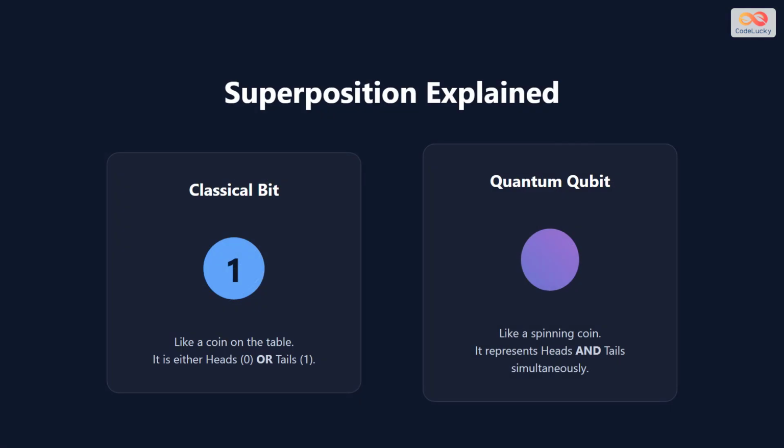The first magic trick of a qubit is called superposition. Imagine a coin. A classical bit is like a coin resting on a table. It's definitely heads or definitely tails. A qubit is like a spinning coin. While it's spinning, it is effectively in a state of being both heads and tails at the same time.